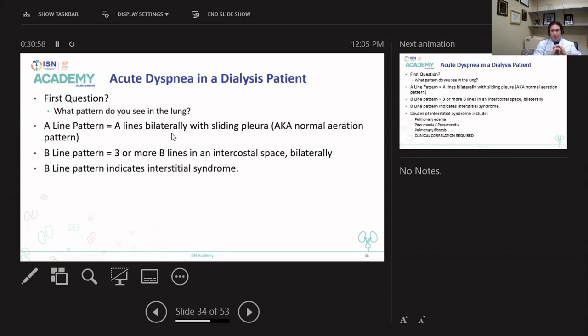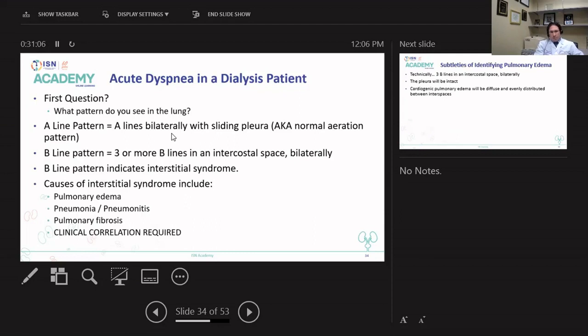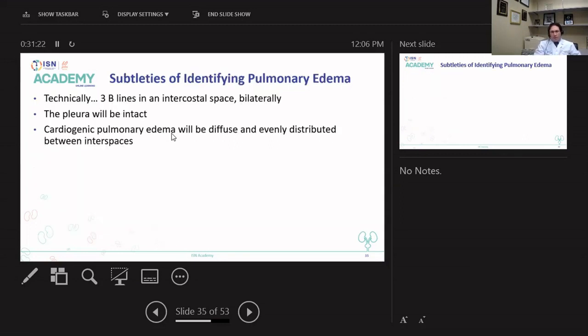A B-line pattern indicates an interstitial syndrome. Interstitial syndrome, NOS. Well, what could it be? That could be pulmonary edema in the appropriate clinical setting. It could be pneumonia, pneumonitis, pulmonary fibrosis. And so clinical correlation is required. With that, I want to talk about some of the subtleties of identifying pulmonary edema.